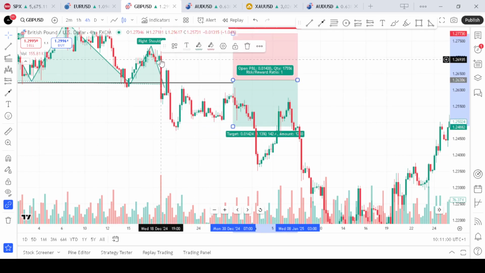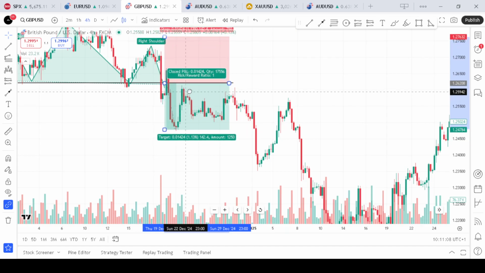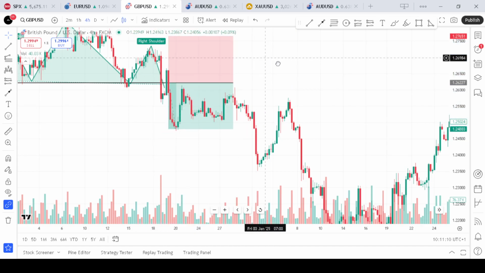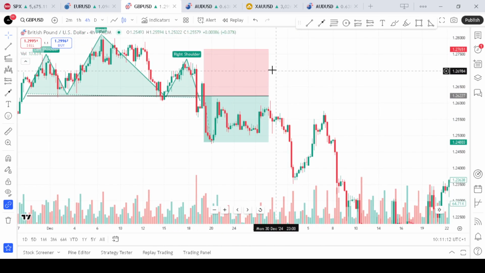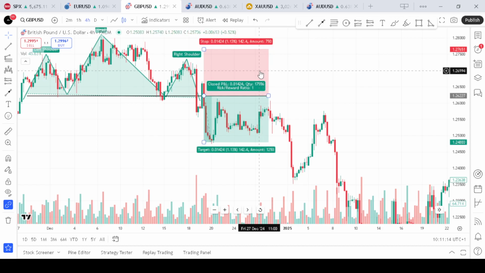Like you see in this example, price broke through the neckline of the head and shoulders, and it came to retest. The retest can be a good entry for you. You can enter at the retest. Remember, stop loss is very important. Risk management is critical when trading this pattern.